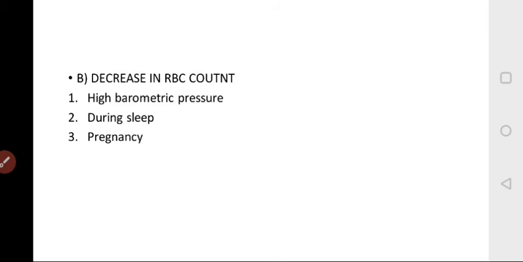Generally, all the activities of body are decreased during sleep. Third, pregnancy. In pregnancy, RBC count decreases. It is because of increase in extracellular fluid volume. Increase in extracellular fluid volume increases the plasma volume. Also, it results in hemodilution. So, there is relative reduction in RBC count.